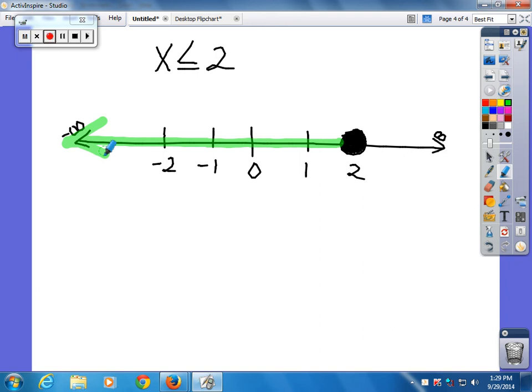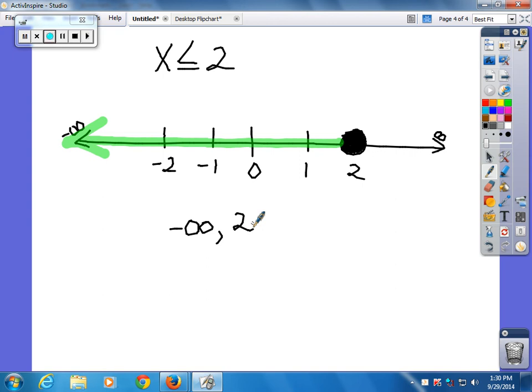Now, which way do we read? Left to right, unless you're from the Middle East. If you're from the Middle East, you read from right to left. Most of us read from left to right. So how do you read your solution set from left to right? Negative infinity to 2. A lot of people ask, why did you stop at 2? Well, where does the shade stop? At 2.